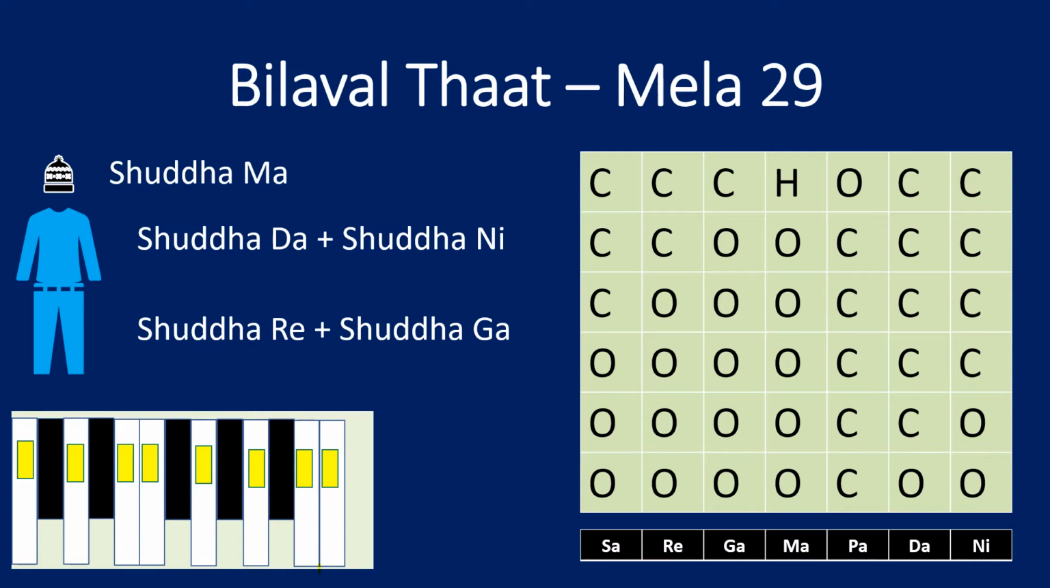The grid on the right shows the finger positions for playing this raga on a bansuri. In a bansuri, the Sa is generally produced by closing the top 3 holes. C stands for closed holes, O stands for open holes. H stands for a hole that is half closed. Generally for beginners, the holes that are half closed are the most difficult to play. Here for Bilaval, only the Ma note is half closed.